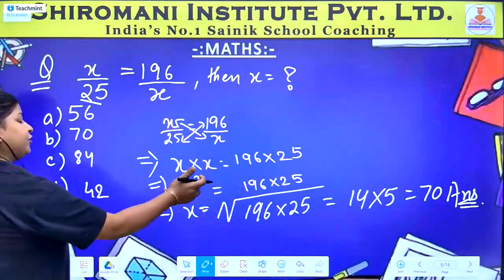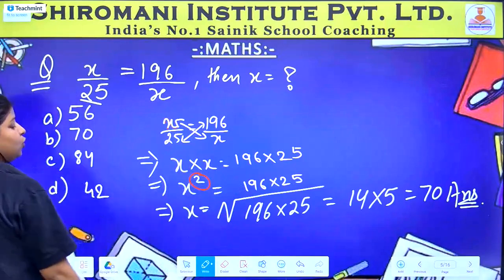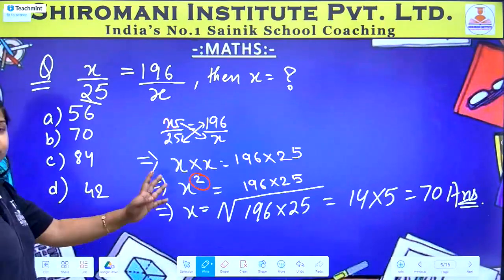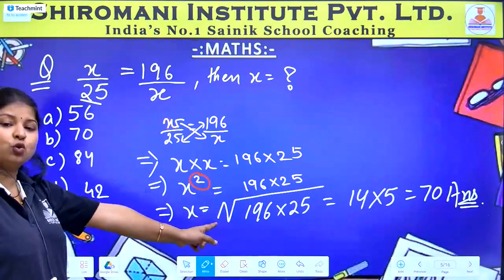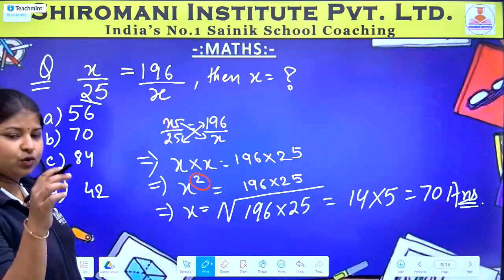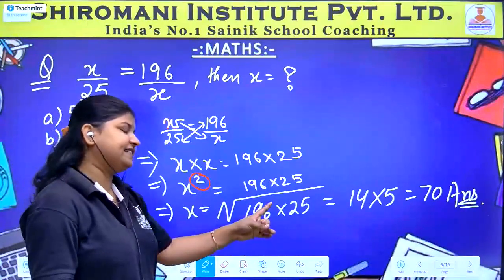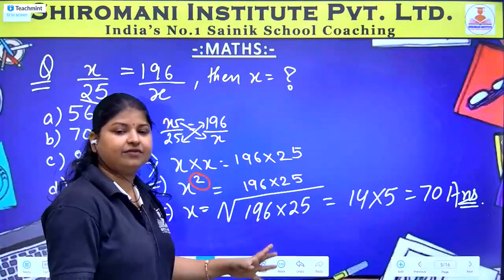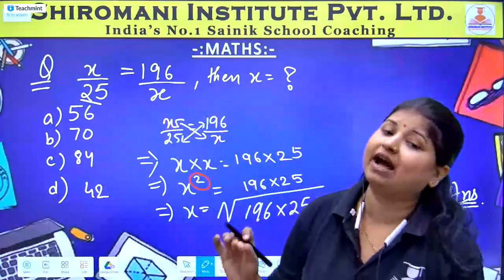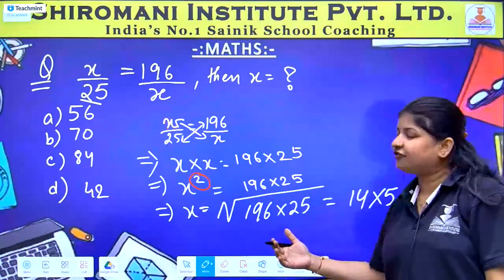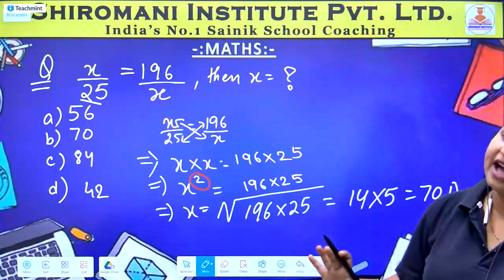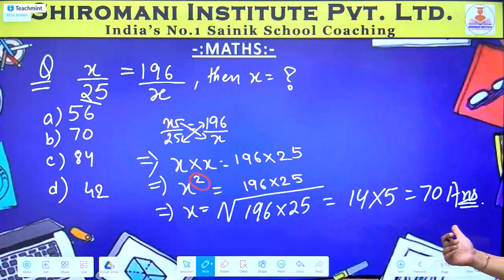Now if I have to remove this square, the square moves to the other side of the equals sign and becomes a square root. So I will have square root under 196 into 25. 196 is the square of 14, we have learned it, and 25 is the square of 5. So 14 into 5 is 70, my answer.